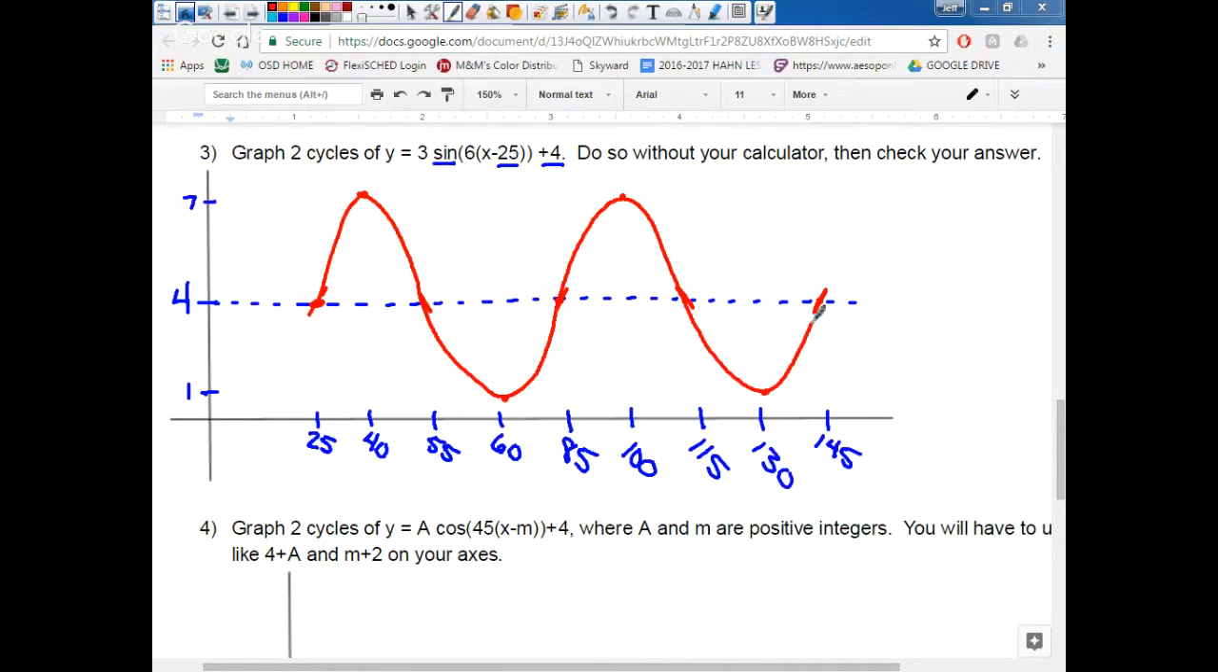Try to do it as smoothly as I can. And now, do I have two full cycles? Well, let's see. I get back to my original spot once. I get back up to my original spot twice. Okay, get back up to my original spot once. Get back up to my original spot twice. All right, so there's my 2 cycles.